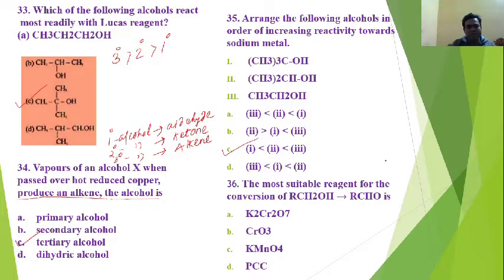Then, the most suitable reagent for the conversion of alcohol to aldehyde. It is PCC. PCC oxidizes primary alcohol to aldehyde, but the others, potassium dichromate, chromium trioxide, potassium permanganate, KMnO4, convert primary alcohol to carboxylic acid. So the answer is PCC. Okay, next question.